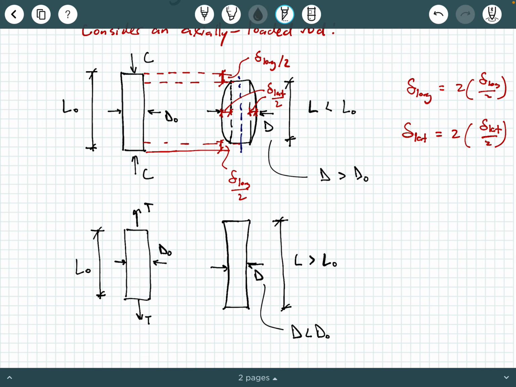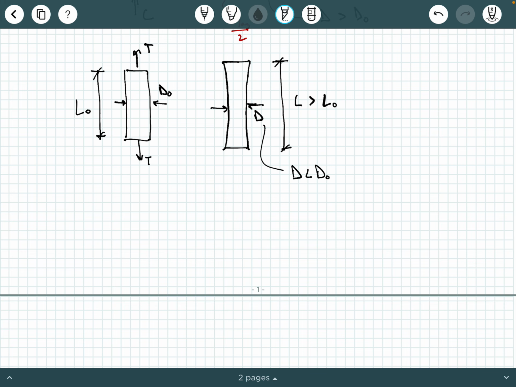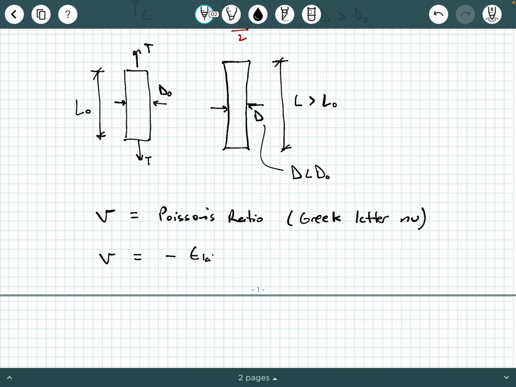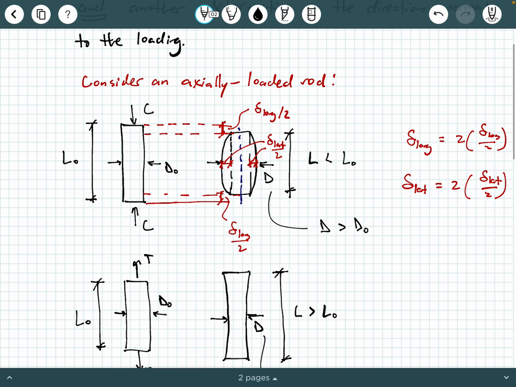Okay, so how does this all come together? So this is a discussion of the Poisson effect. What is Poisson ratio? Well, Poisson ratio is defined as the following. We use the Greek letter nu to represent Poisson's ratio. I'll write that in parentheses here. This is the Greek letter nu. It looks kind of like the letter V, but it has a little serif on it. And Poisson's ratio is defined as negative epsilon lat over epsilon longitudinal or axial.